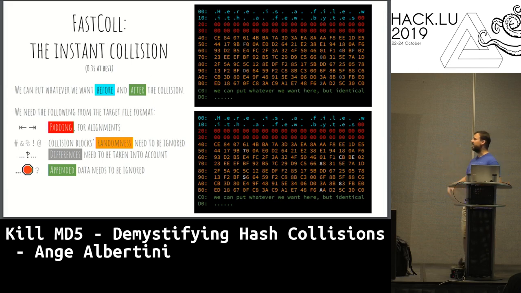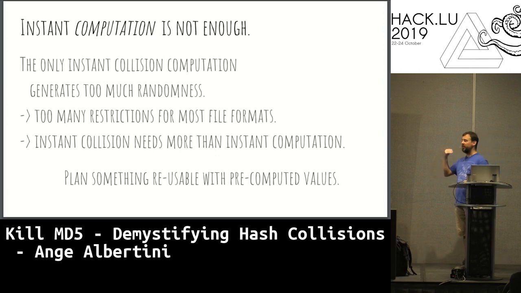So an important example is the result of FastColl that I showed earlier. As you can see, this is very instant. It can take less than a second to compute, but the problem is that you have a lot of differences, and you only have a few different bits between each side, which means it's very hard to exploit. So instant computation generates too much randomness, which is hard or impossible to exploit. So too many restrictions for most file formats. Instant collision doesn't give you instant exploitation. You need something more. So that's why you need to plan in advance regarding file format specification and tricks.